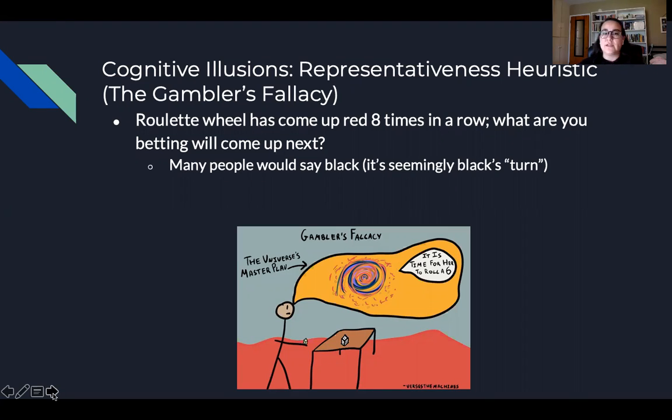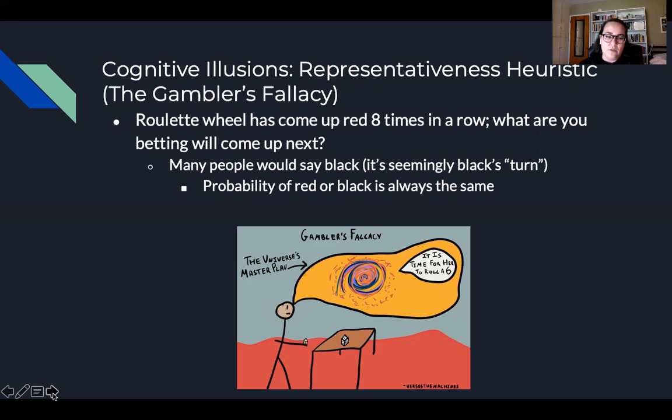However, on the next trial though, the chances of black are exactly the same as the chances of red. So it's not like this wheel is keeping track of the past results and has realized, ooh, you know what? I've given red a lot of opportunities. Now I'm going to switch it up and it's going to be black's turn.